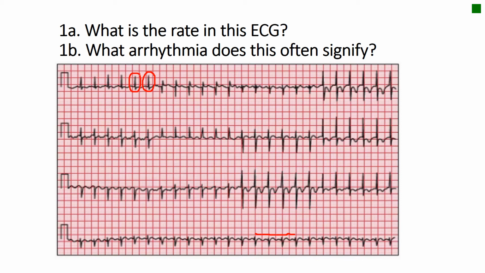Because it's 150, we assume that basically there are 2 P waves per QRS, which you can't see very easily on this ECG.